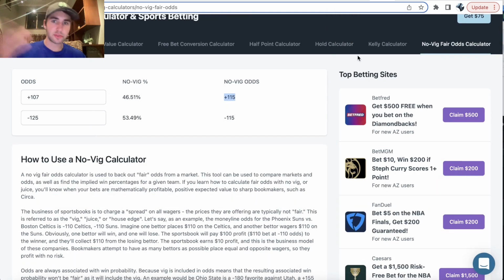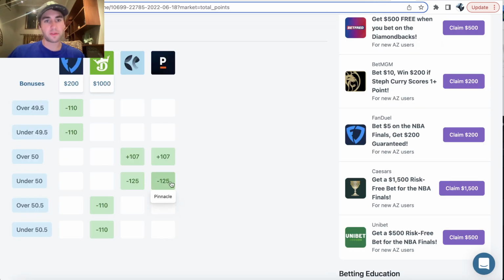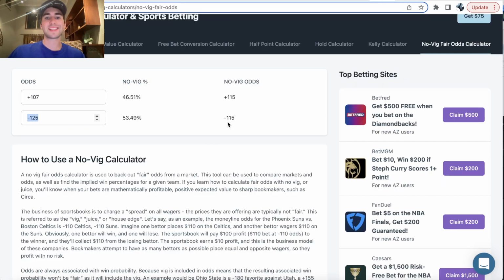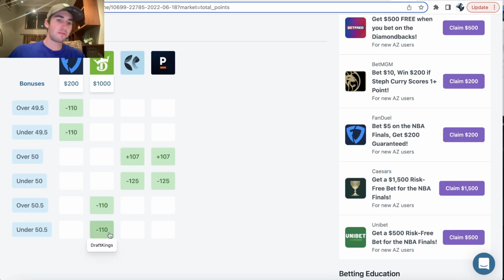So anyways, why is this interesting? How does this relate to middle bets? Essentially, you can see that Pinnacle, the sharpest bookmaker, believes the under 50 points should be priced at minus 115, right? And we're able to get minus 50.5, which is half a point better, at minus 110, right?